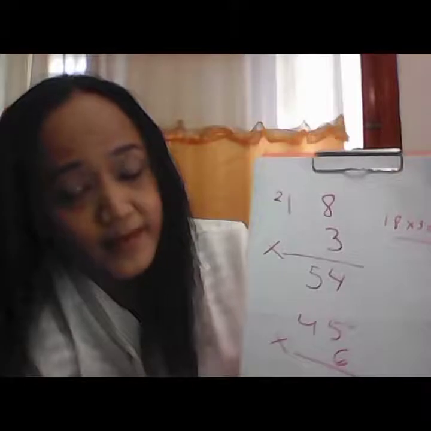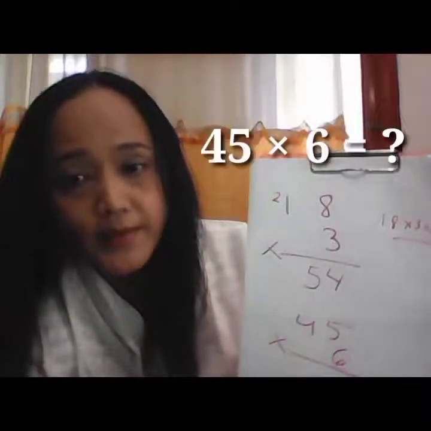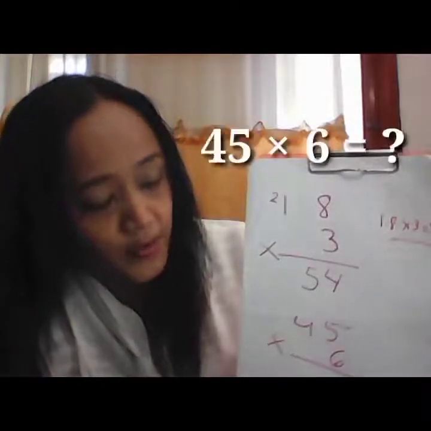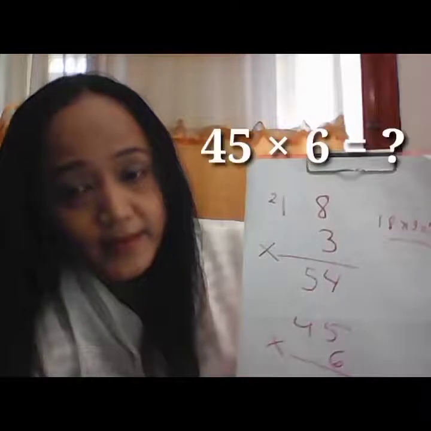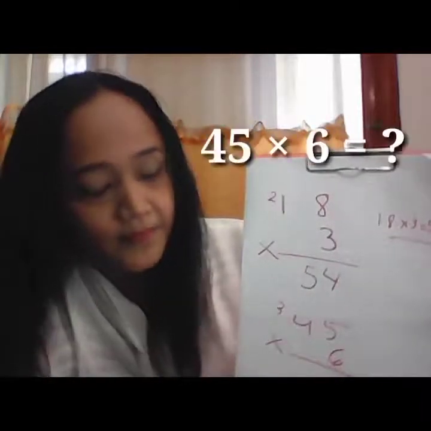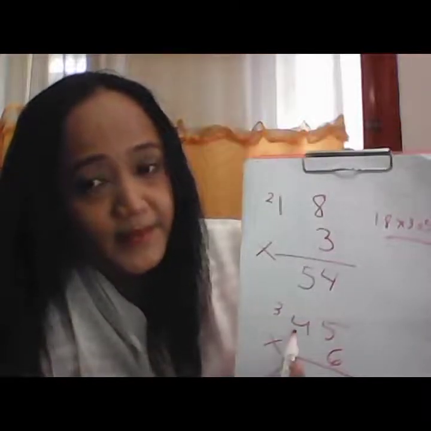5 ones times 6 equals 30 ones. So we regroup 30 ones into 0 ones and 3 tens. Then multiply the tens by 6.